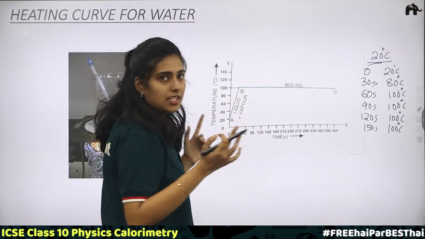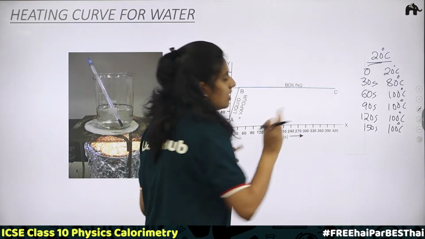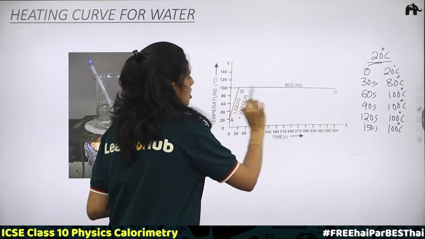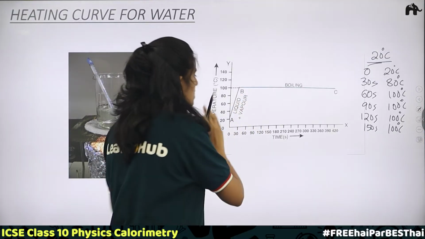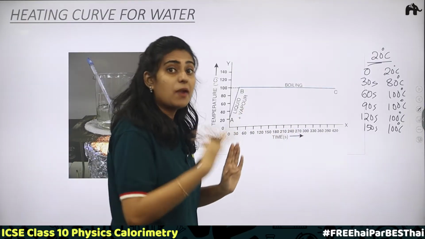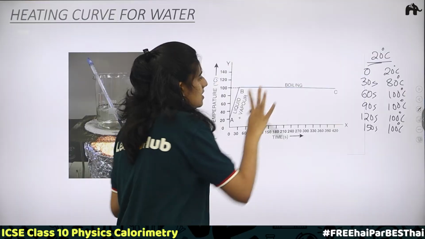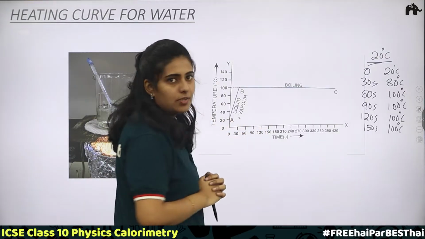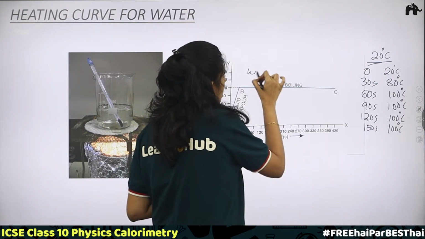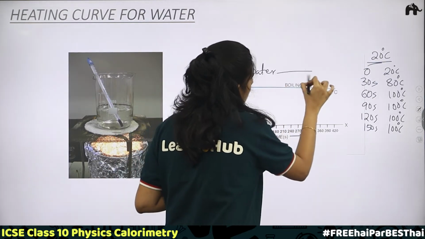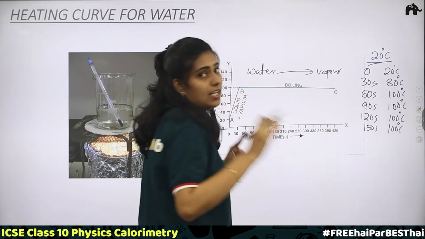After that, what is happening? Time is increasing. We are performing the experiment and noting the temperatures. The temperature is not changing. So what is happening to the heat energy that is being supplied? We are continuously supplying heat energy, but there is no change in temperature. So where is this heat going? Here this heat is being used to convert water into vapor. Water is changing into water vapor.